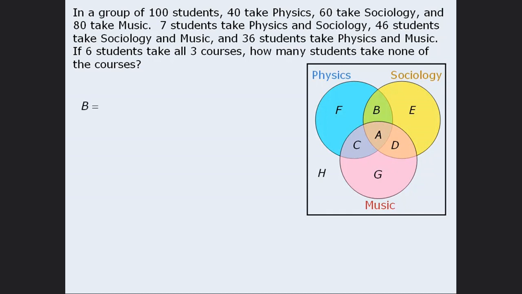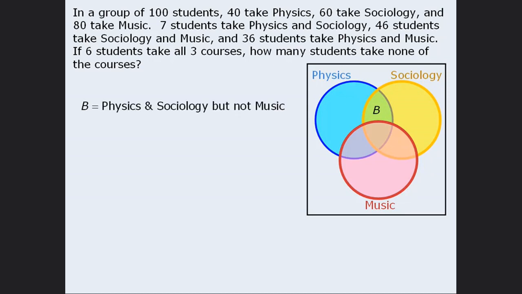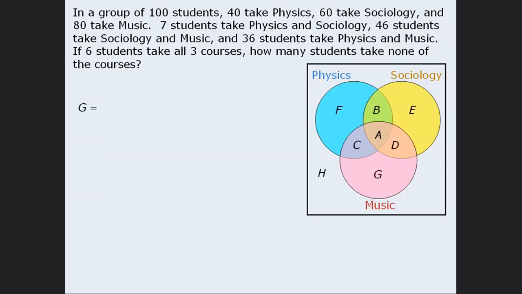Take region B, for example. Notice that region B lies inside the blue physics circle, and it lies inside the yellow sociology circle. It does not lie, however, within the red music circle. So students placed in region B will be students who are taking physics and sociology, but not music. What about region G? Well, region G lies inside the red circle, but it does not lie inside the other 2 circles. So students placed in region G take music only.